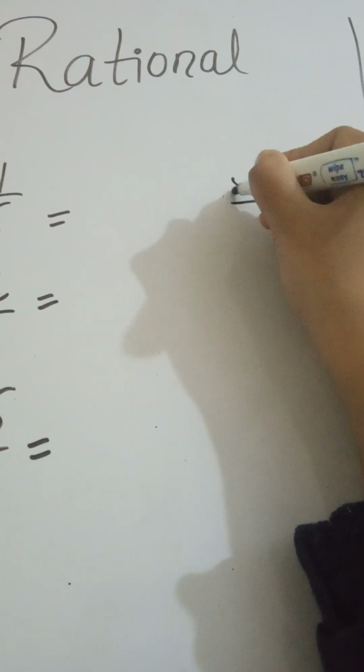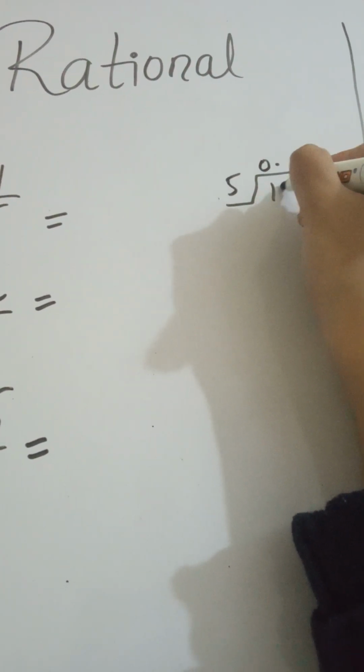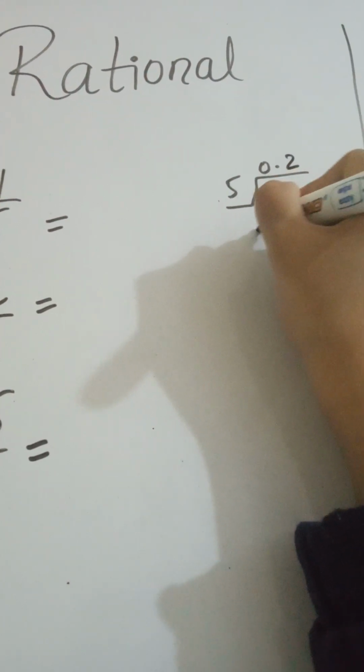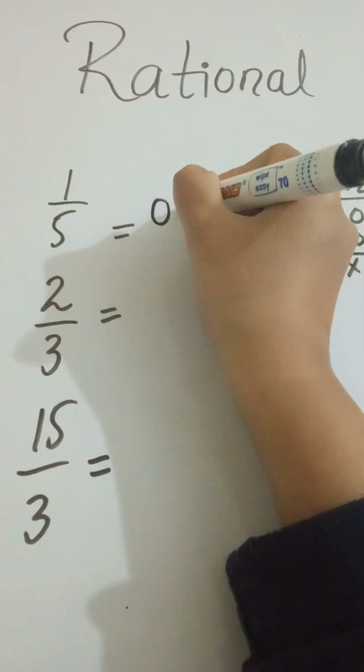For example, I am doing it for you. I am putting a point here, write 0, 5 times 2 is 10. It has stopped, 0.2.